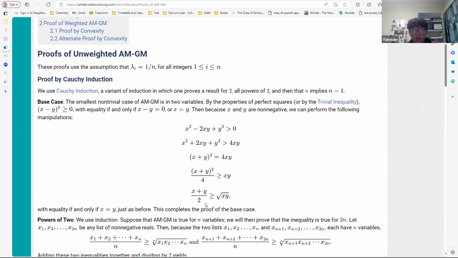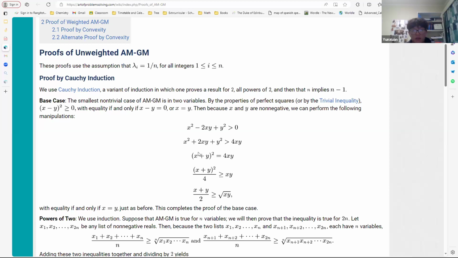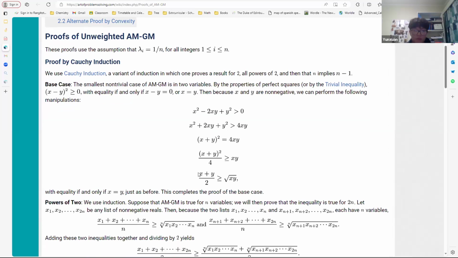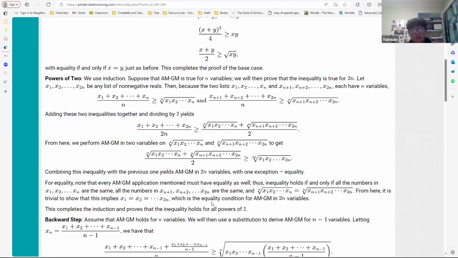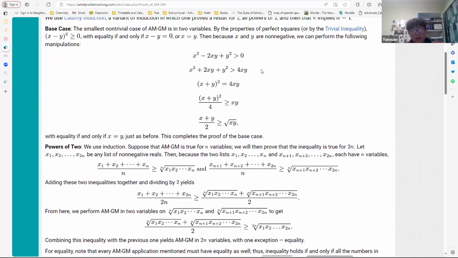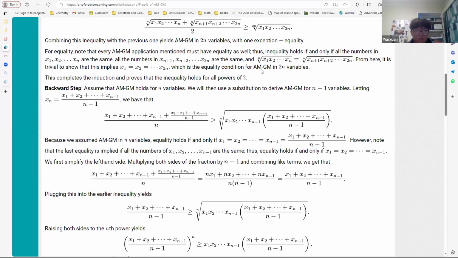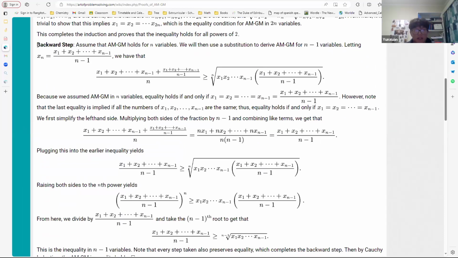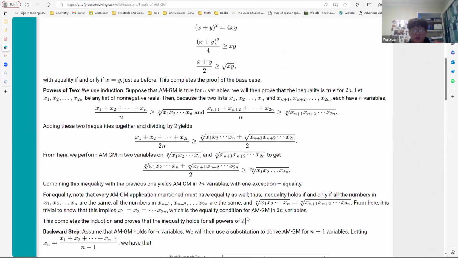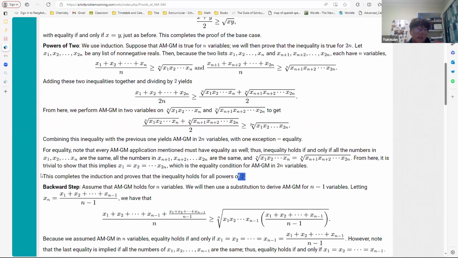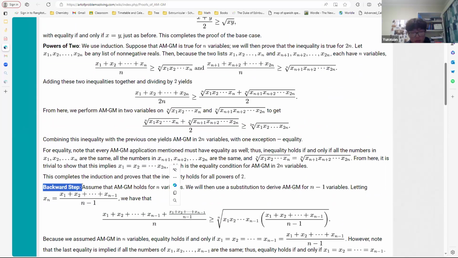So before we proved it is true for n equals 2, and now we proved it is true for all multiples of 2, right? So it's just true for all powers of 2 now. And this is the backward step, because before we had to prove it for all powers of 2, because powers of 2 can get arbitrarily large, which allows us to do the backward step.